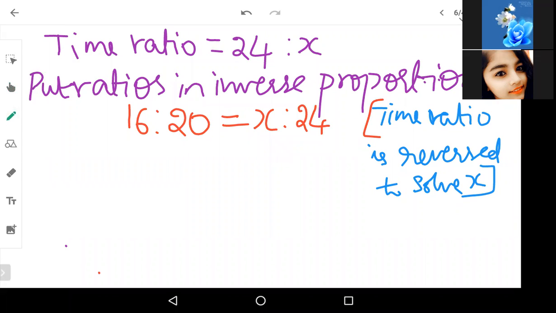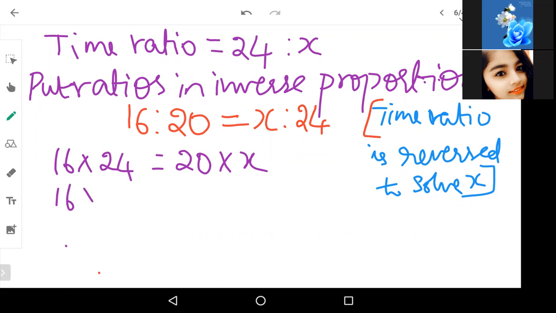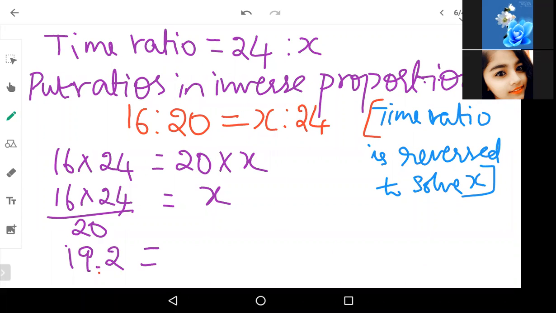So product of extremes, 16 into 24 is equal to 20 into x. So 16 into 24 divided by 20 is equal to x. X is 19.2. Correct, Anusha. Very good. So 19.2 is equal to x.